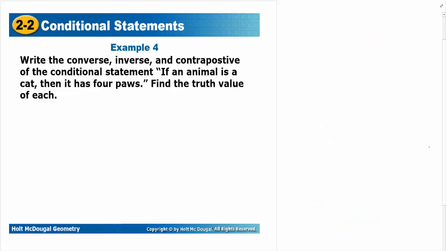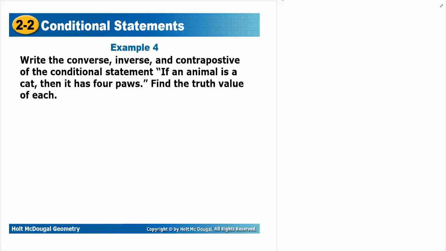Alright, next up we're going to write the converse, the inverse, and the contrapositive of the conditional statement. If an animal is a cat, then it has 4 paws. So this one, we're giving you the statement. You can try to write these on your own first. I'm going to go through them rather quickly to check your answer. Okay, so again, when you see me do this, I'm going to do it expecting that you've already tried it. Alright, so here we go.